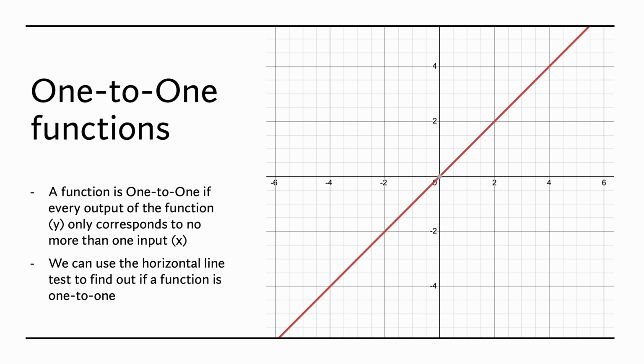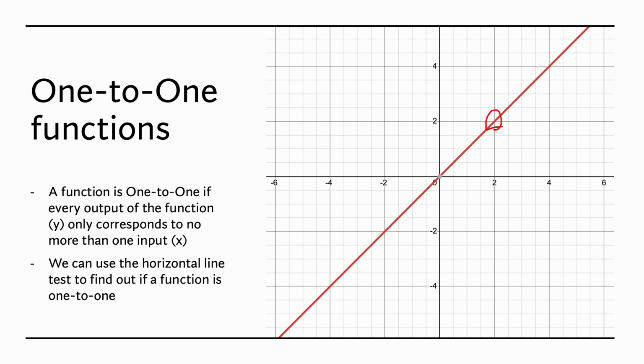So, one-to-one functions. A function is one-to-one if every output of the function corresponds to no more than one input. So every y corresponds to no more than one x. Going back to our machine analogy, you can't get the same output from two different inputs. Here, this is a one-to-one function because we never get the same y value from more than one x value.